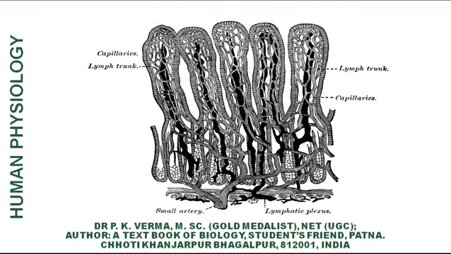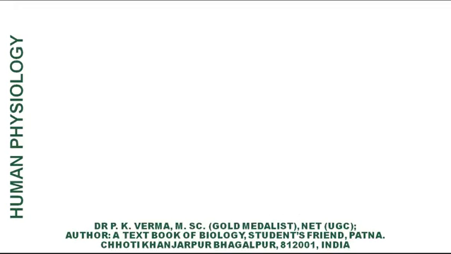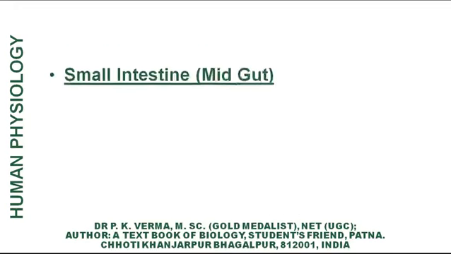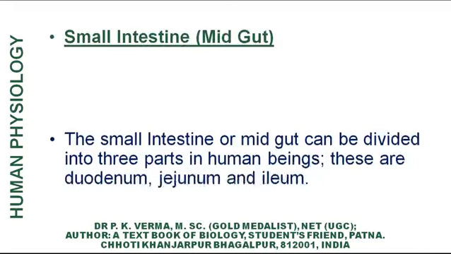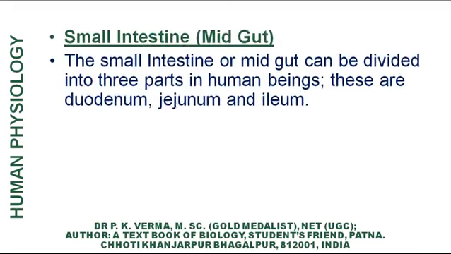You can see the blood circulation, lymphatic vessels, and also nerves passing through the submucosa into the villi. Now come to the small intestine. The small intestine or midgut can be divided into three parts in human beings. These are duodenum, jejunum and ileum.